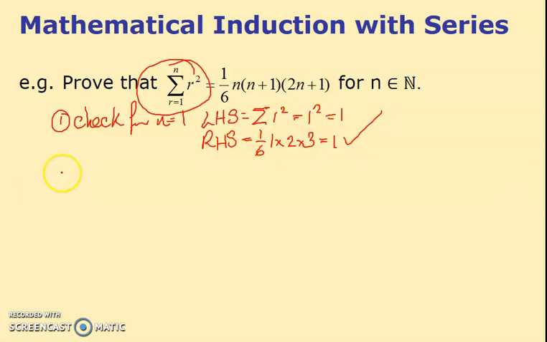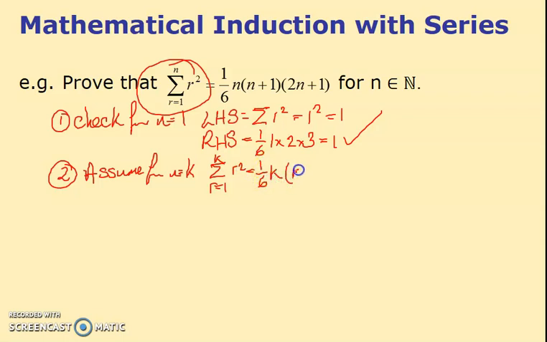So far so good. And number 2, well we assume, and this is just the writing bit, it's not hard at all. Assume for n equals k. Up to now it's very similar to what you've seen before, so we basically just rewrite the sum from r equals 1 to k of the r squareds is a sixth k plus 1, 2k plus 1. And the inductive step, the tricky bit, this is where I prove for n equals k plus 1.